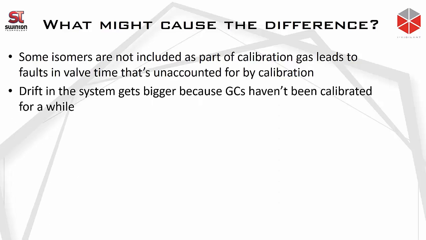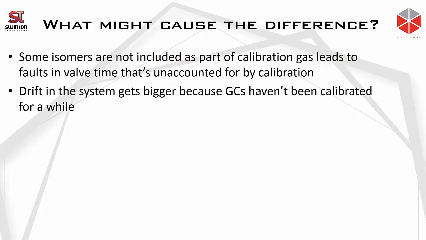Now, the drift in the system gets bigger because the GC hasn't been calibrated for a while. This is another cause for the difference. And this happens in some of the case studies that we have, where a GC is validated most of the time. Again, the validation is normally compared against a standard that has quite a high tolerance. So a lot of times the validation passes, but when we compare the CV results between the two GCs, it can have quite a significant difference. There's nothing wrong with the validation, but if we have quite a high difference in the CV, then maybe it's time to perform a calibration on the GC.